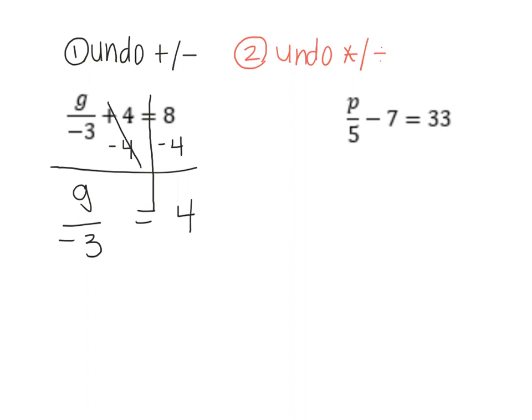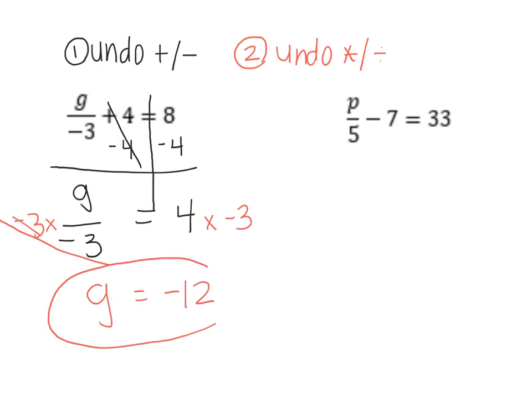With this one, g over negative 3 means to divide, and the opposite of dividing is multiplying, so I will need to multiply both sides by negative 3. These negative 3's will cancel out, so all that's left is g is equal to 4 times negative 3, which is negative 12. Again, I can plug in my solution back into the original equation to check my work. Negative 12 divided by negative 3 is 4, and 4 plus 4 equals 8.